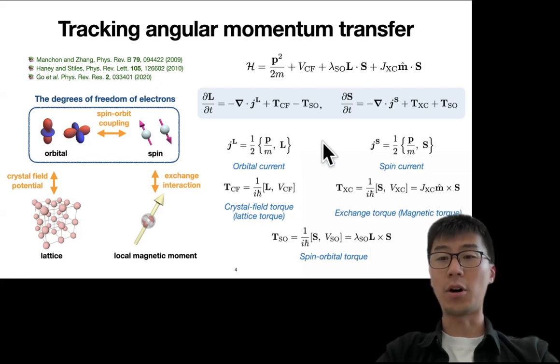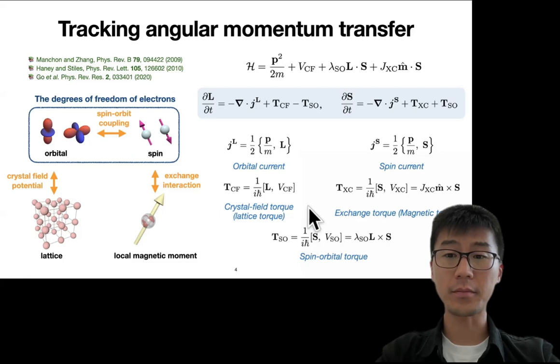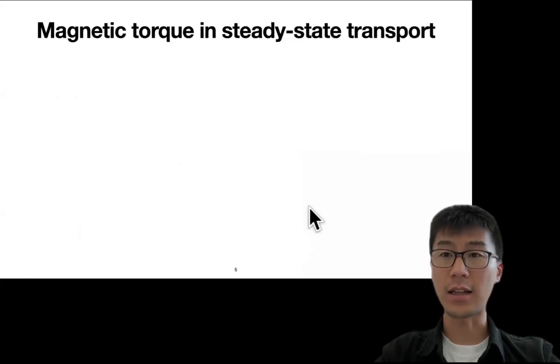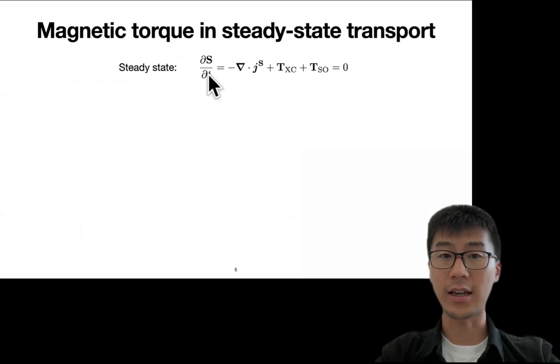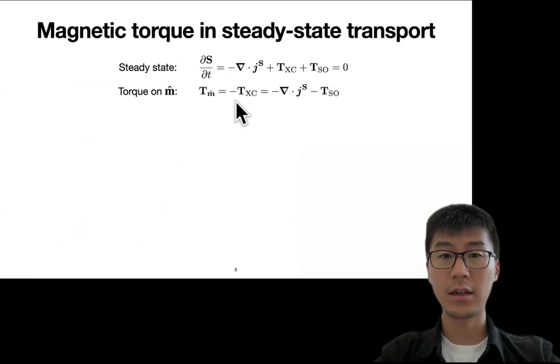So now we basically have all the ingredients. And the question is how we classify the microscopic mechanisms and then understand them. To do that, let's look at the steady state condition for the spin. In the steady state, the time derivative of the spin should be zero, because everything should be stationary in DC. So we have the following constraint. And now, when you look at the torque acting on the local magnetic moment, which is mostly relevant in magnetic systems, the torque on magnetization is the minus of the exchange torque.